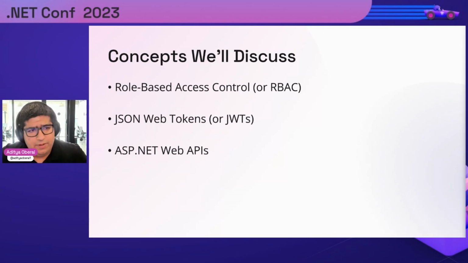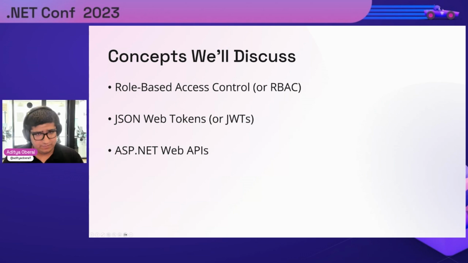Coming to the talk itself, as we talk about understanding how role-based access control works and how it can be implemented, there are a few concepts that I will be prioritizing and discussing as we go through this talk. The first one, of course, is role-based access control, or RBAC. The second thing that we will heavily focus on is JSON Web Tokens, or JWT. And thirdly, of course, this wouldn't make sense for .NET Conf without it, we will be talking about ASP.NET Web APIs. So all the concepts we discuss will be centered around these three technologies, and we will be going further into each of these as we go through my talk today.